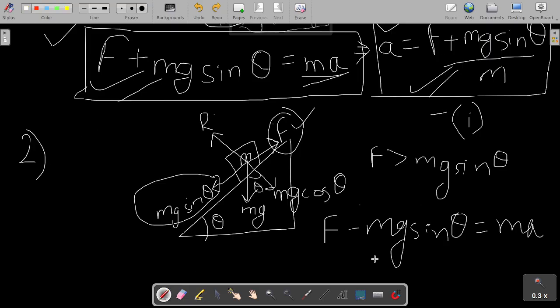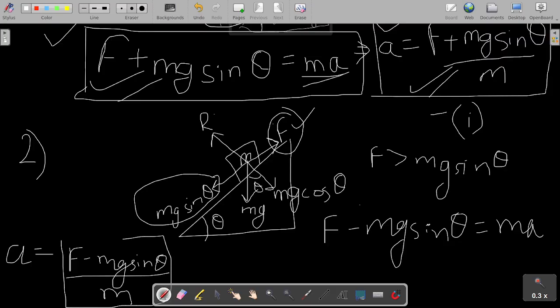Then if this is our equation, acceleration is equal to F minus mg sin theta, by m. And this is our second equation.